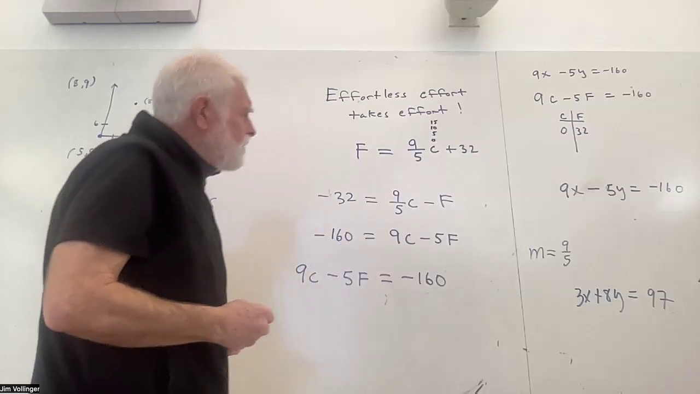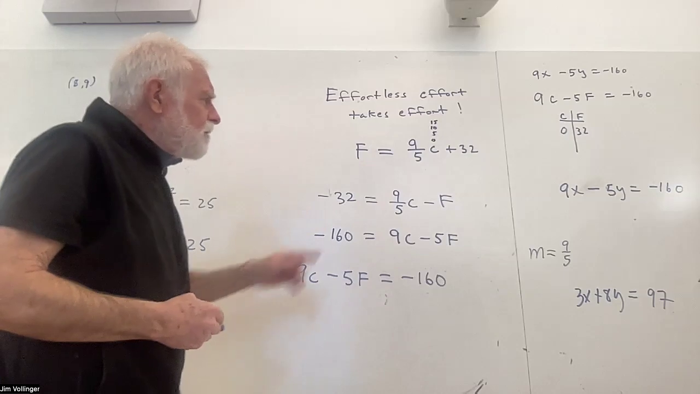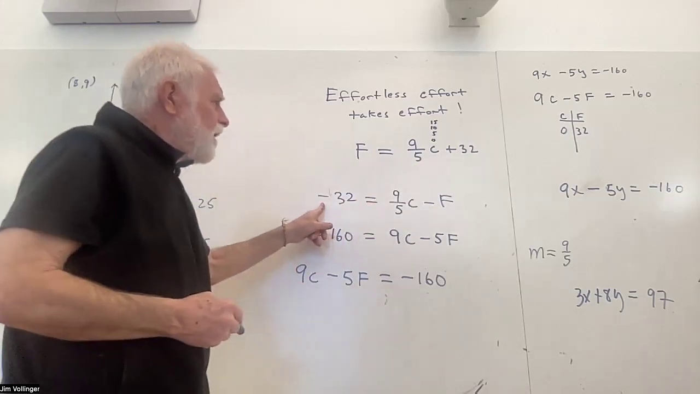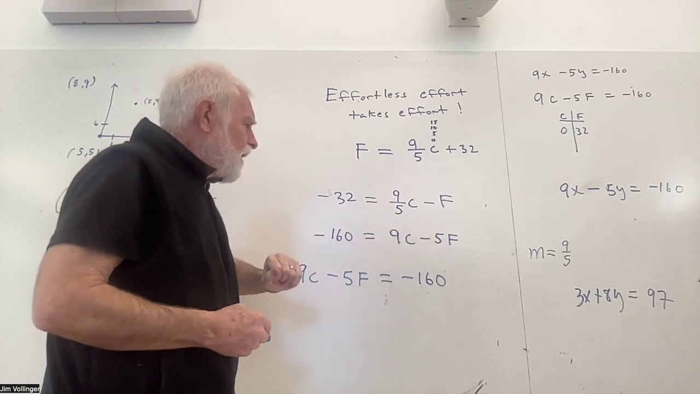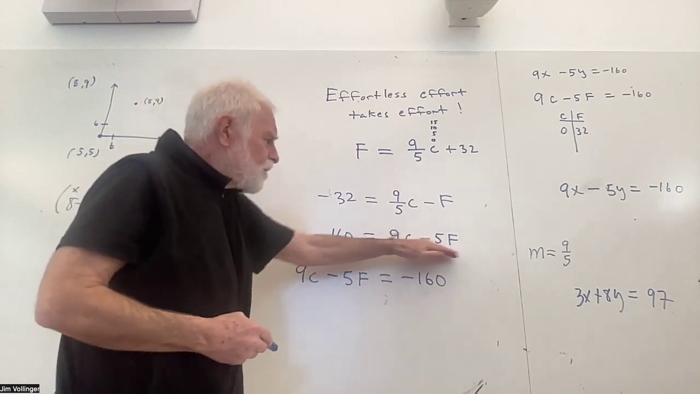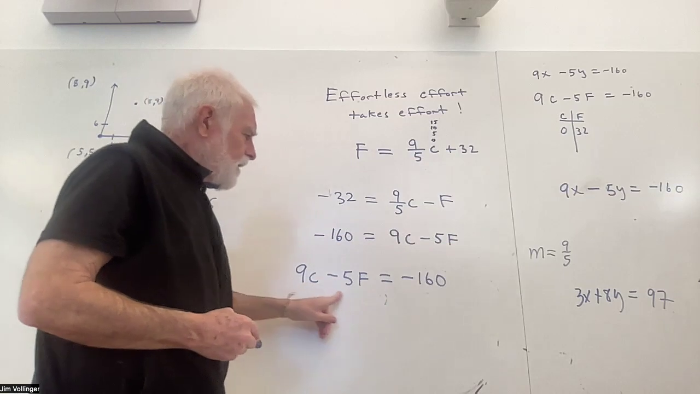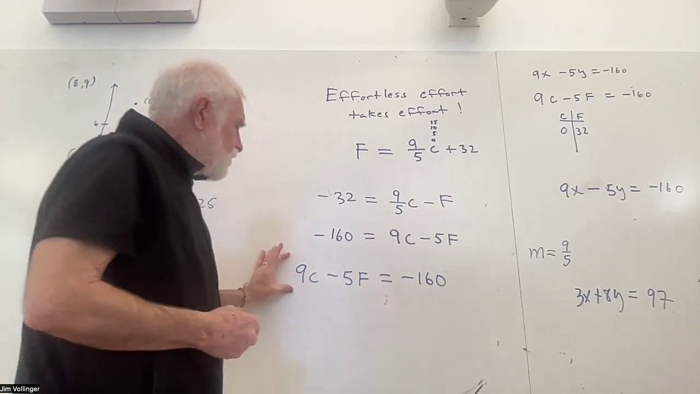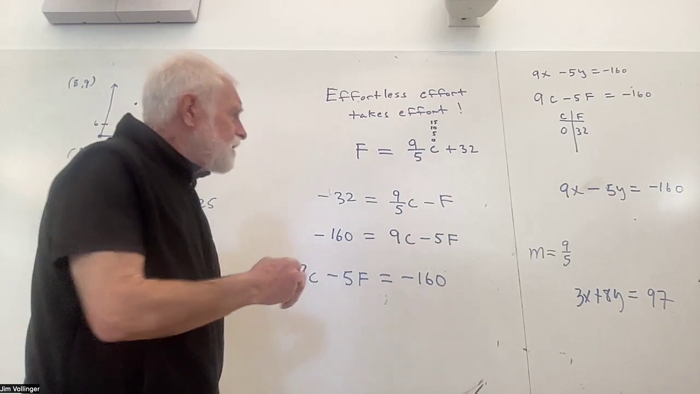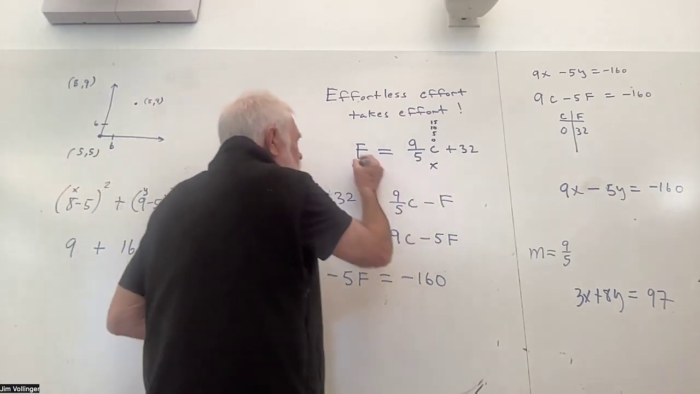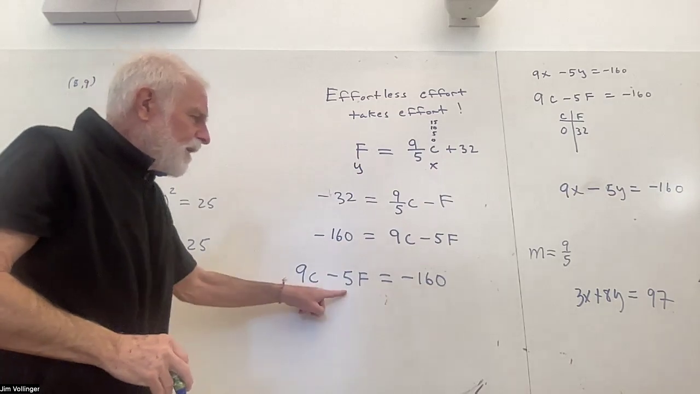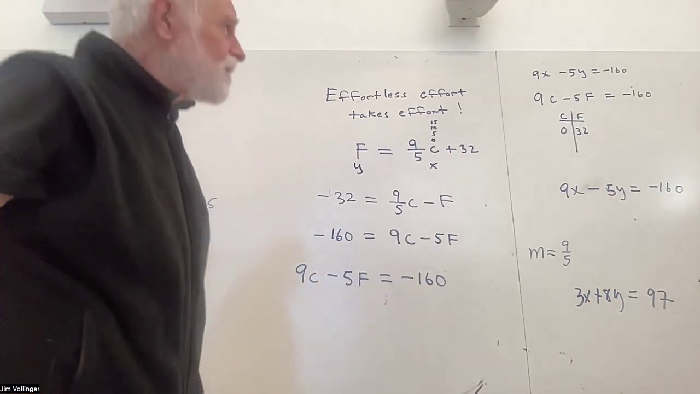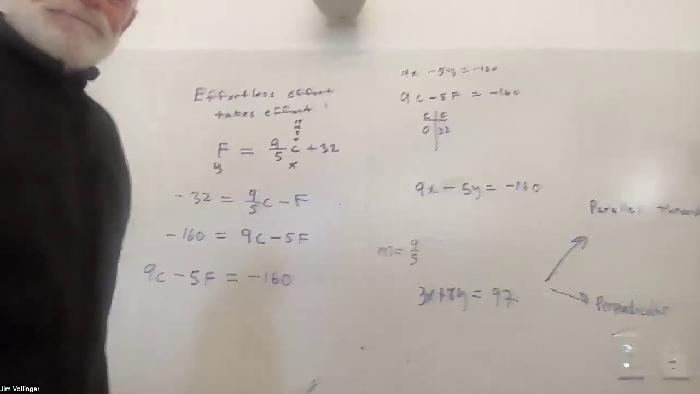So what happens if we manipulate it a little bit? Let's move the 32 to this side. Let's move the Fahrenheit to this side. And then let's multiply by 5. And we get ourselves a new line of work. And if we make the X values, or the C values in this case, I'm replicating this, right? We're going to be heading to XY in a moment. Then 9C minus 5F equals minus 160.